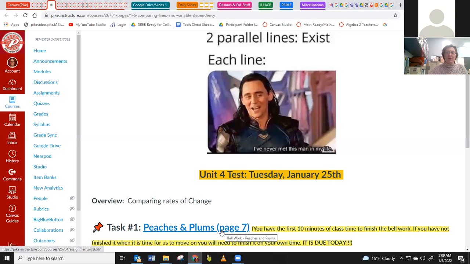We're going to work on that until about 9:13, and then we're going to move on to our next activity. If you don't get done with it before we move on, just leave it open in a tab and come back and finish it up. It is due today, but it shouldn't take you that long to finish up.